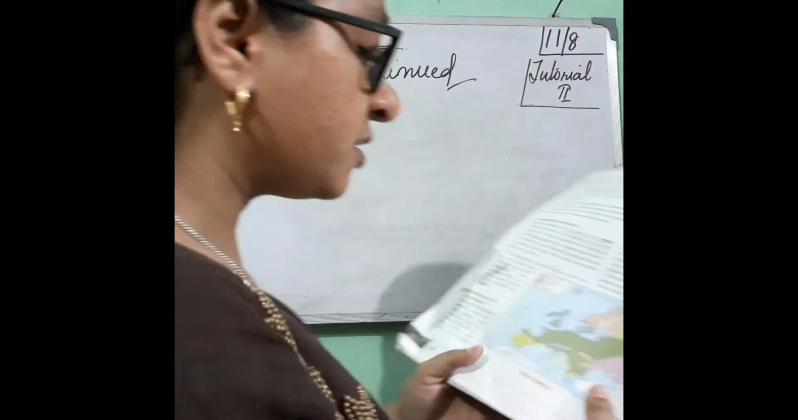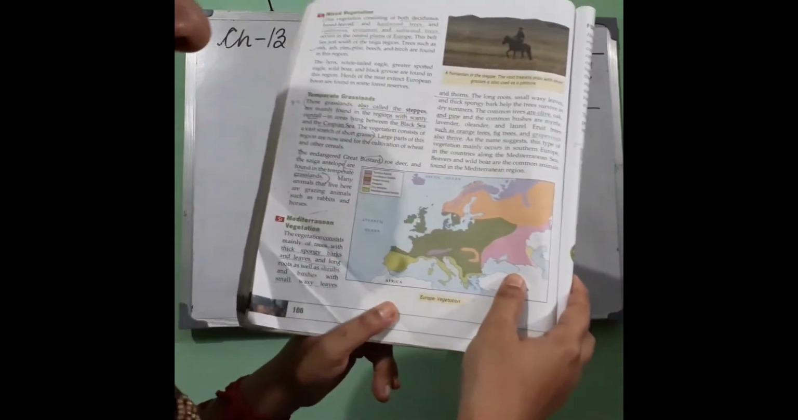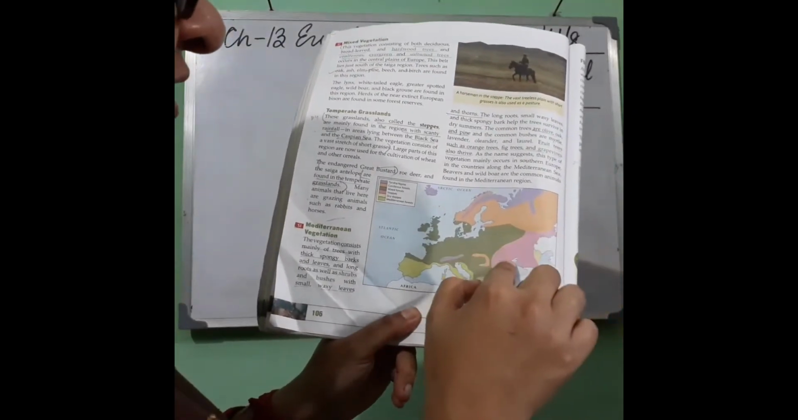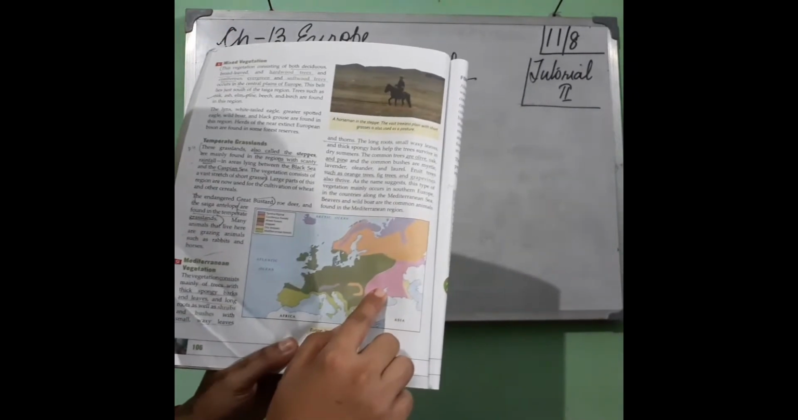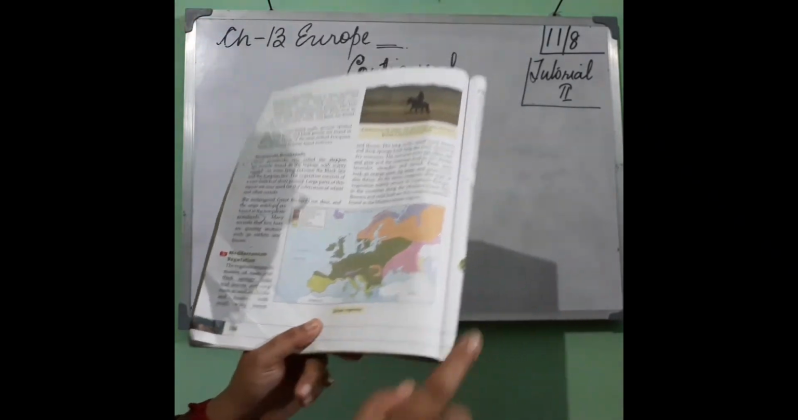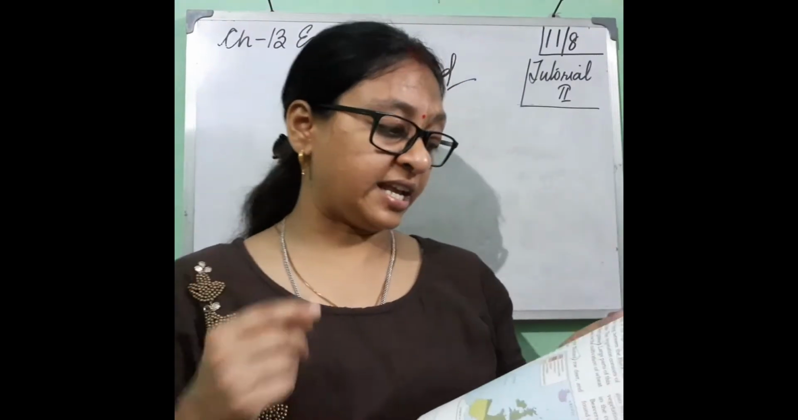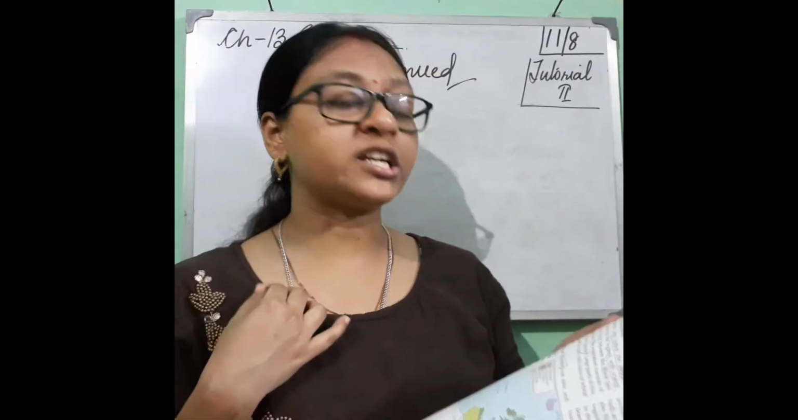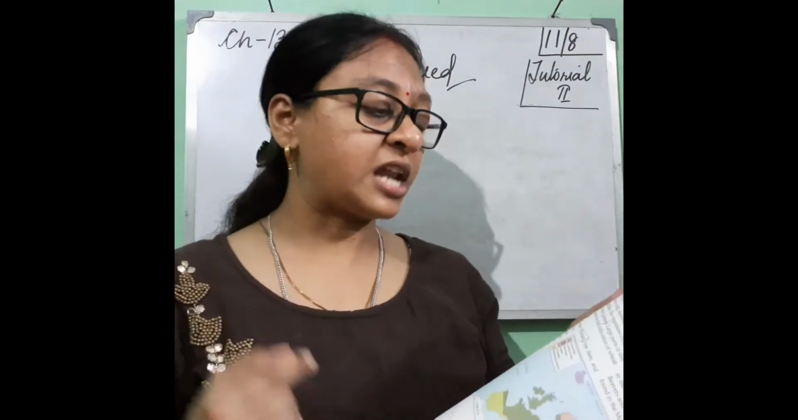Yes, you may come to the map here on page number 106. The pink portion here is the steppes, so you can relate it to the temperate grasslands which lie between the Caspian and the Black Sea. The vegetation consists of a vast range of short grasses. Fine. Come to the next paragraph. The endangered great bustard. Now mark the line very properly. The endangered great bustard are found in the temperate grasslands.